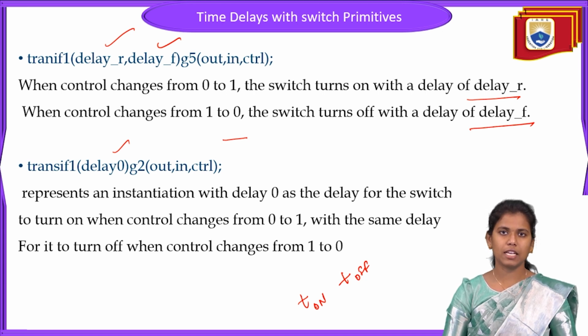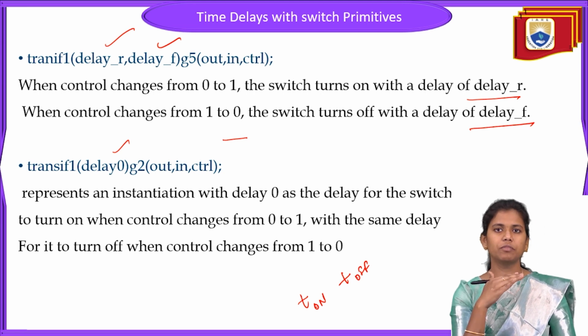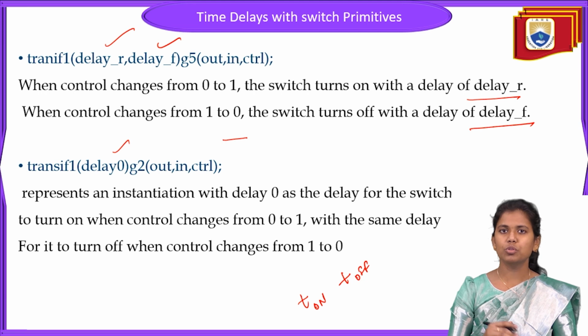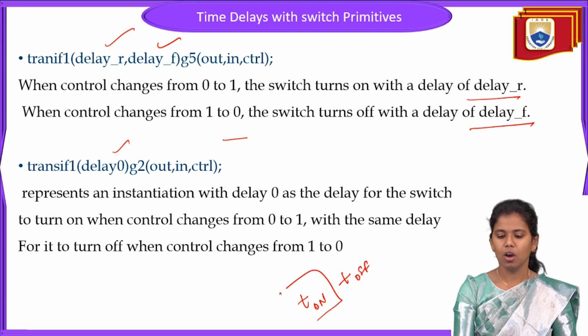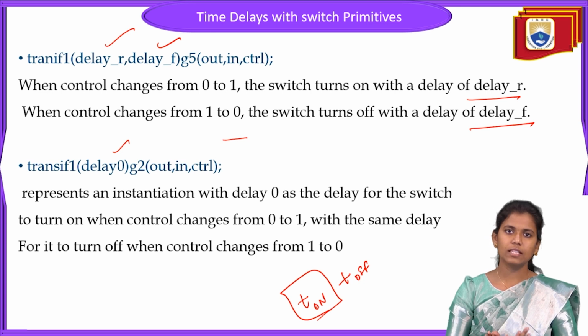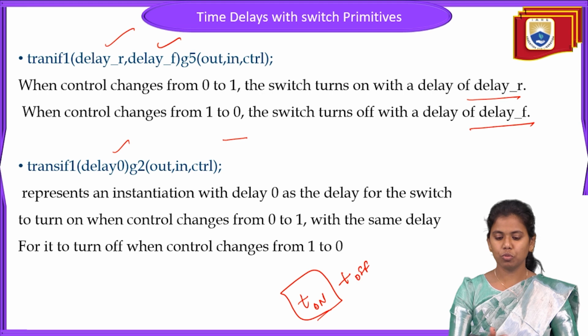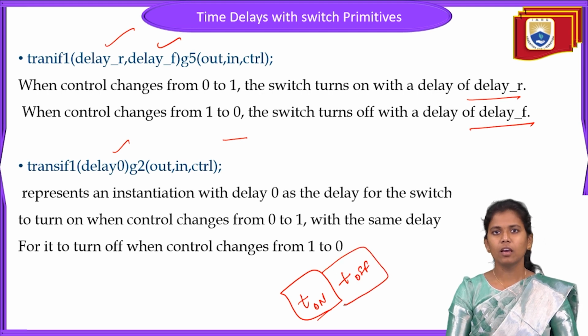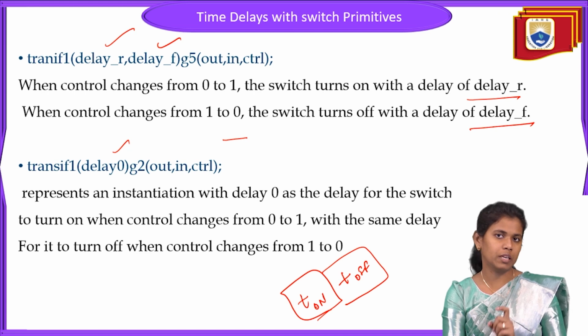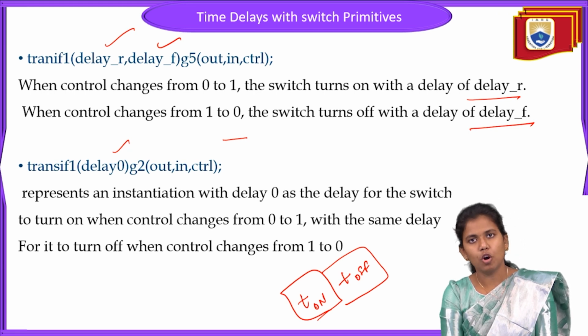But in most cases, we will be observing only the two transitions. One is if the transition takes place from 0 to 1, that is from low to high, we see the switch will be in the on state. And the next condition is when the transition takes place from high to low, that is from 1 to 0, we see the switch will be in the off state. Okay, that is the time taken for the particular switch to be in the off condition.